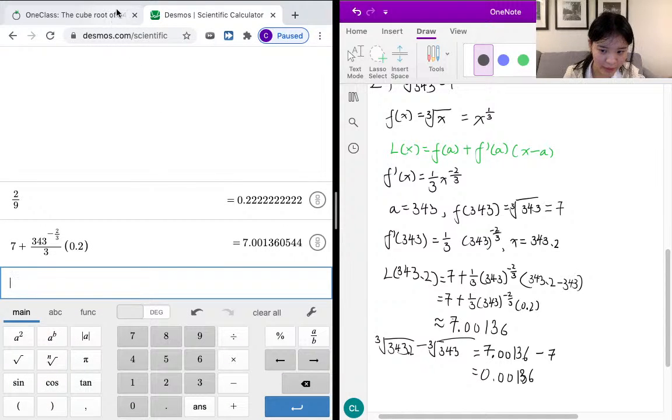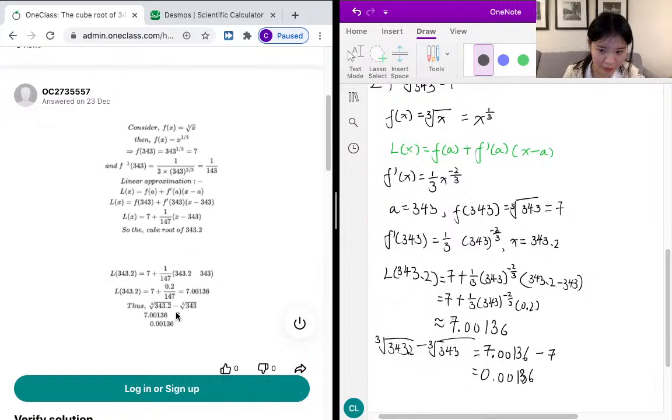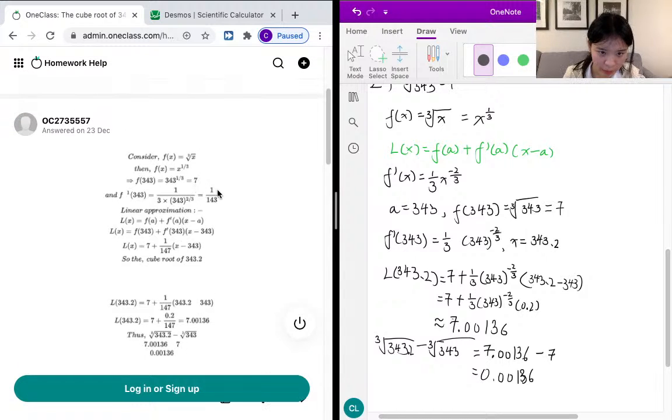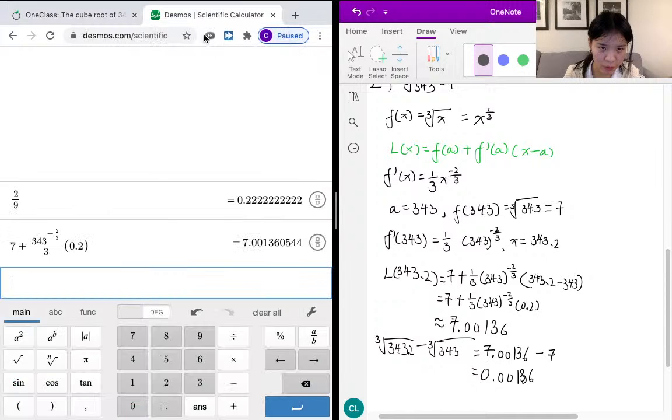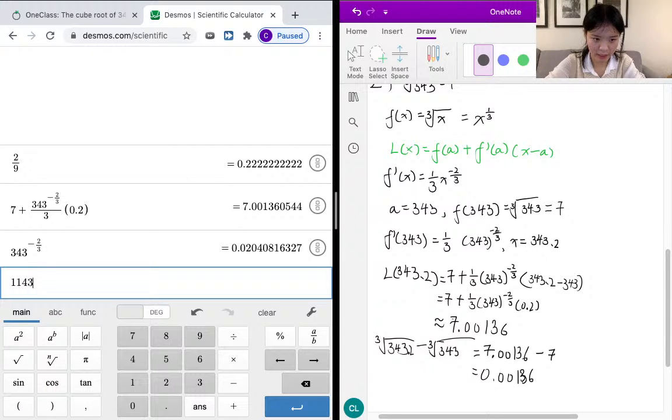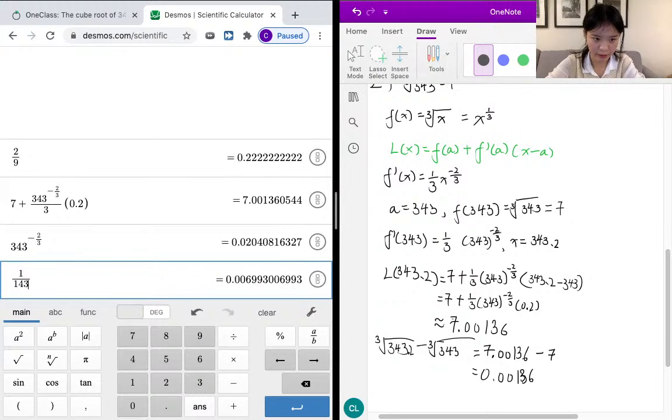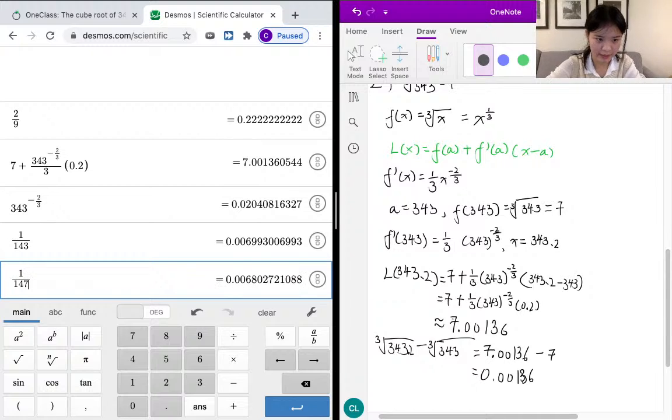Now let's look at their problem. Okay, now our final result is the same, but their problem here doesn't make sense because their values have changed between 1 over 143 to 1 over 147. So how do we verify that? Let's just use our calculator to verify the result. So it's negative 2 over 3, and then they said 1 over 143, or 1 over 147.